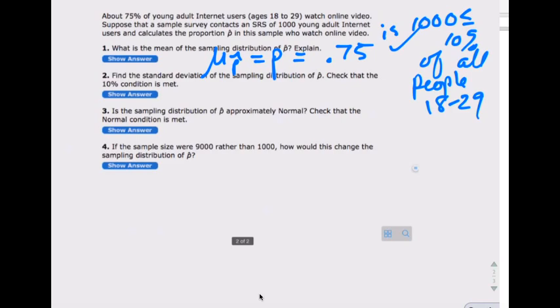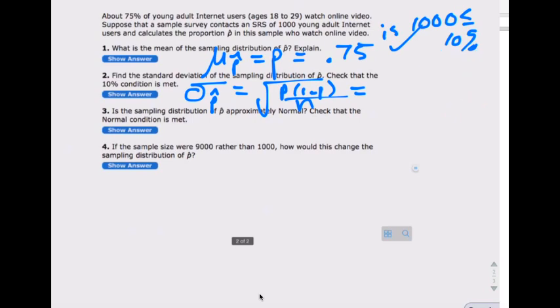Okay, next, you want to find the standard deviation and check that the 10% condition is met. We did that already, so you don't need to worry about that. So your sigma of your sampling distribution is the square root of p times 1 minus p all over n, where p is your true proportion of success, so 75%, times the probability of a failure, 1 minus p, so 0.75 times 0.25, all over my sample size, so divided by 1,000.